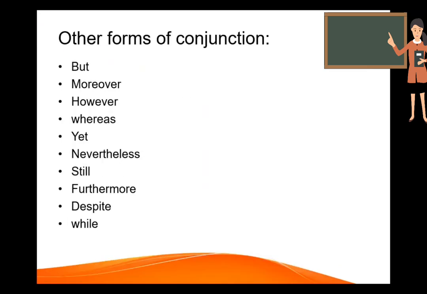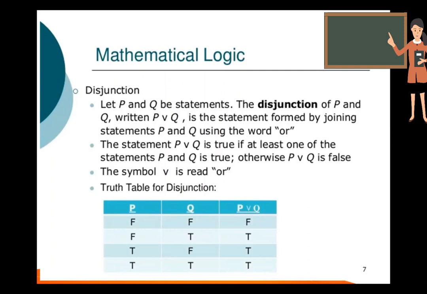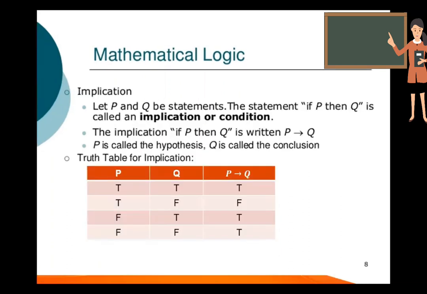Okay, so we are now at the third connective, what we call the conditional. For conditional, let P and Q be statements. If P, then Q. So we have here the truth table. If P is true and Q is true, therefore true. Only TF is false. If the first statement is true, followed by a second that is false, therefore false. All the rest is true.